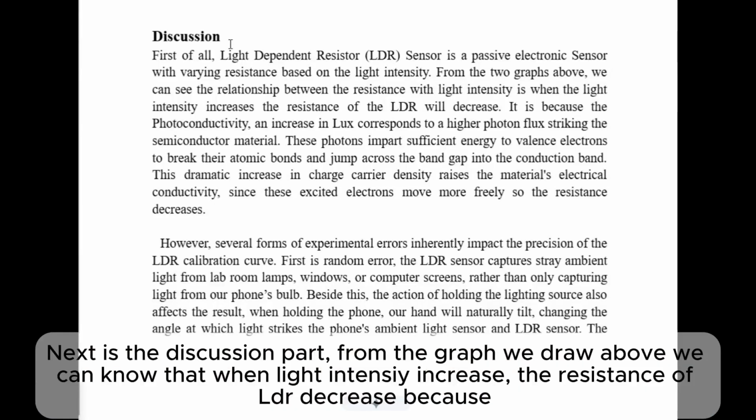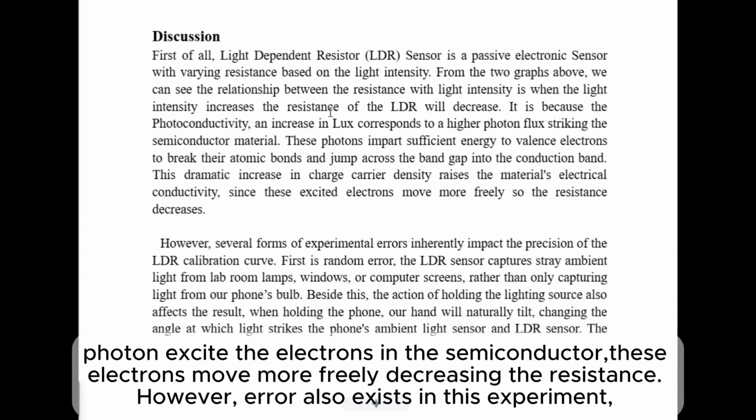Next is the discussion part. From the graph we drew above, we can see that when light intensity increases, the resistance of the LDR sensor decreases. Because photons excite the electrons in the semiconductor, the electrons move more freely, decreasing the resistance.